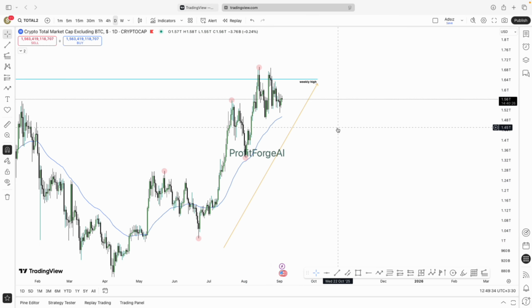Beyond technicals, fundamentals are very supportive right now. More than 27% of ETH supply is locked in staking, reducing circulating supply. Institutional adoption is rising. Many funds are now allocating into ETH alongside BTC. The Ethereum network continues to dominate decentralized finance and NFT ecosystems. When supply is reduced and demand is rising, price tends to follow.